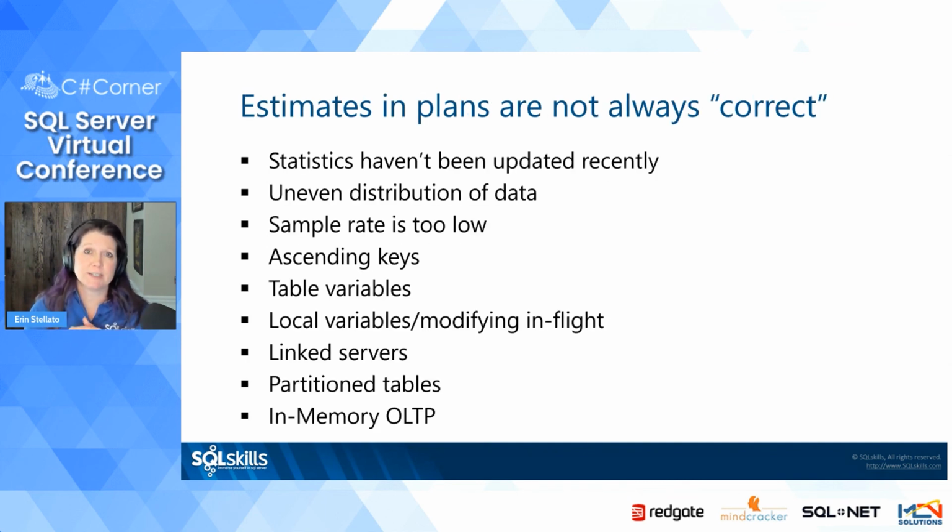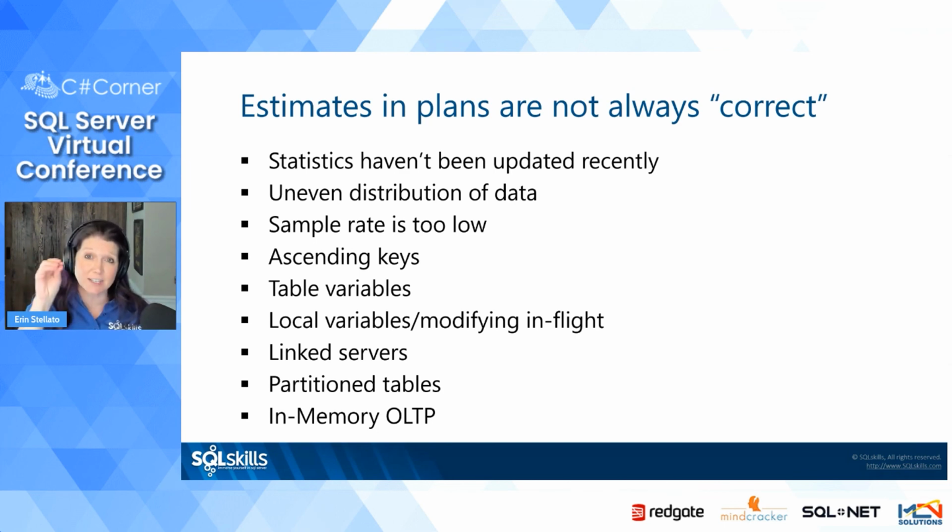So understand that the estimates that you see in the plans are not always correct. I created a contrived scenario where the first case is true. Stats hadn't been updated recently. And updating stats did address our issue. Sometimes your estimates are off because of that skew, the uneven distribution of data, or because the sample rate is too low and it doesn't have a good capture of what the distribution looks like. And then you have a ton of other scenarios that can cause estimates to not be correct.